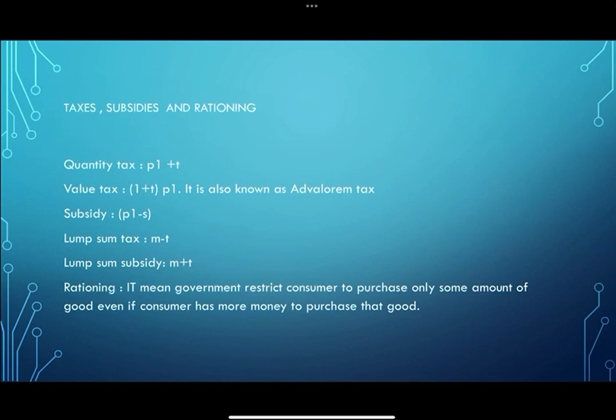Lump sum tax. What is lump sum tax? The lump sum tax only affects income, not price.